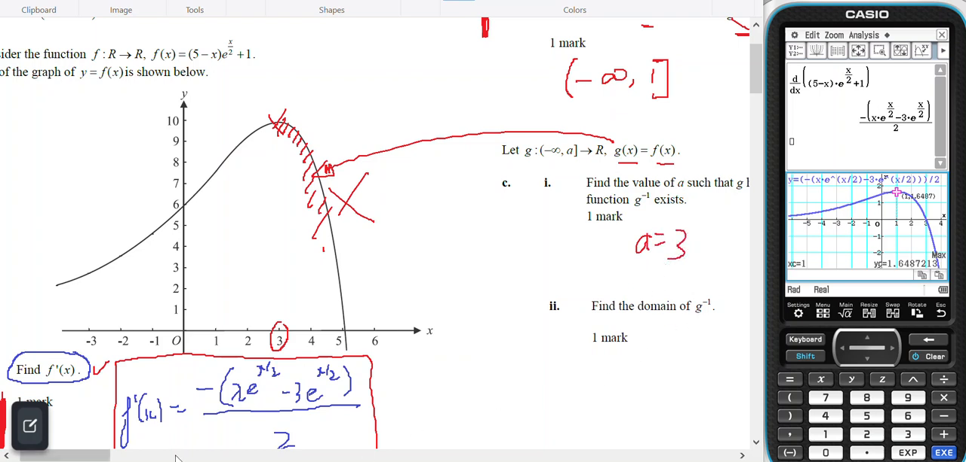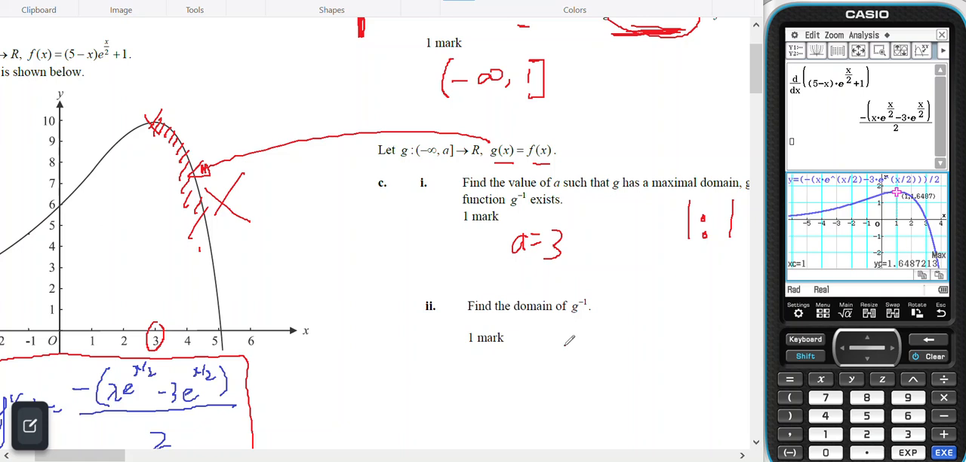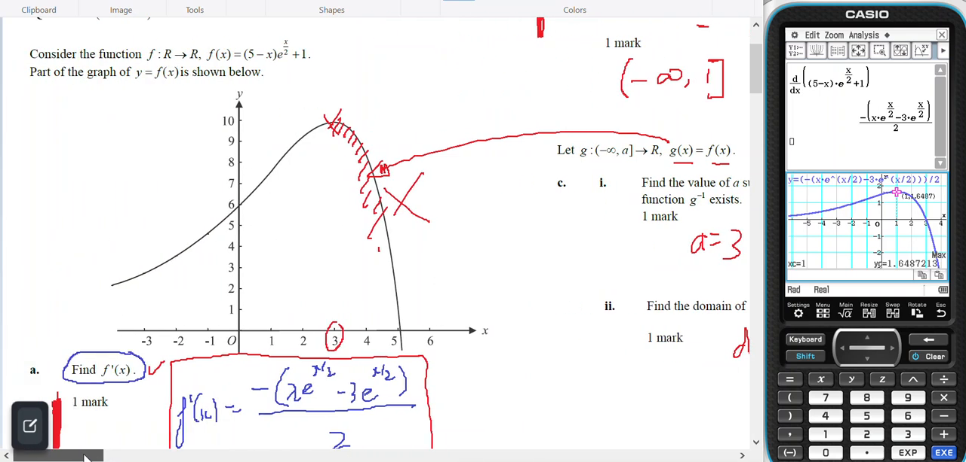And what is the domain of g? Well, the domain of the inverse will equal the range of g. And if I look at my graph, my range of g, my highest point will be here, and my lowest point, well, it's asymptotic, because I've got an asymptote there at y equals 1. That point there will be when x equals 3. So 2e to the 3 on 2 plus 1.